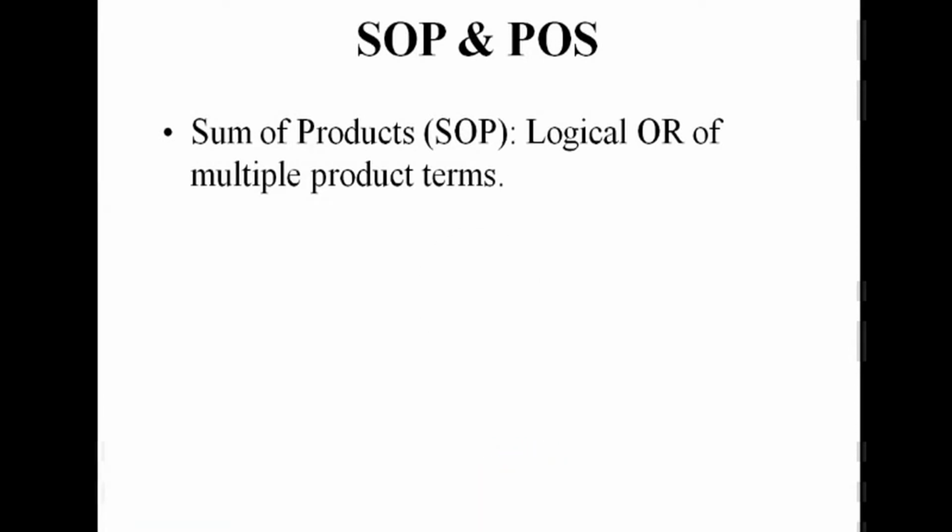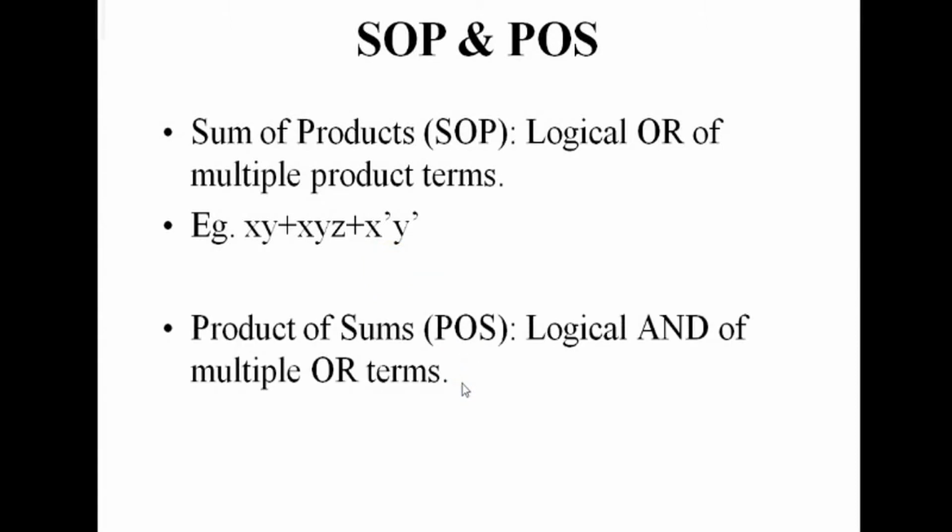Logical OR of multiple product terms. For example, xy plus xyz plus x dash y dash is an example of a sum of products expression, or SOP expression, because we have multiple product terms here, and then finally we take the sum of all the product terms, and hence this entire expression becomes the sum of various products, or the SOP expression.